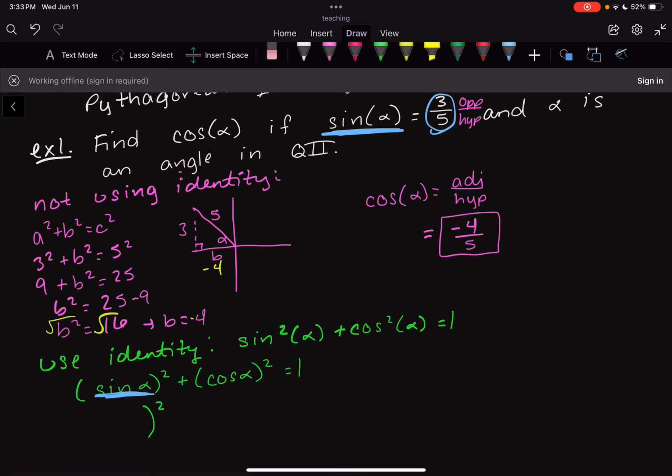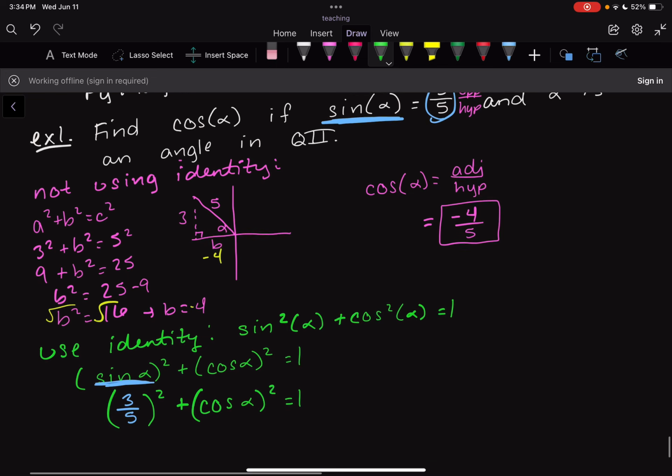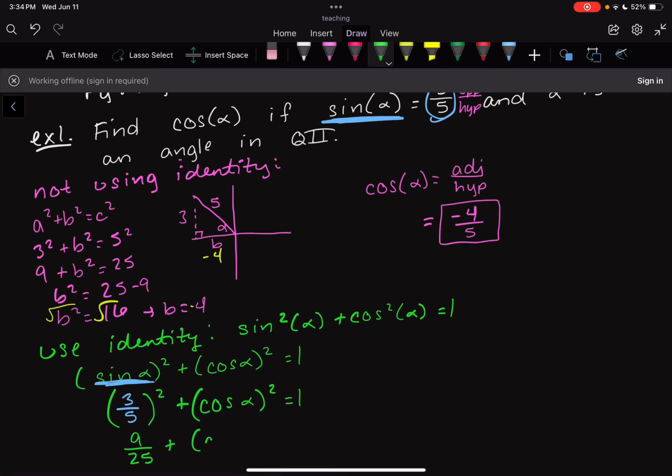Sometimes I'll see people do this. They'll write sine 3 over 5. No, please don't do that. It's saying that the whole thing is equal to 3 over 5, so you want to get rid of the sine in there. It's not giving you the angle. We don't know the angle. Plus, let me go back to green, plus cosine of my angle squared is equal to 1. So I get 9 over 25 plus cosine of my angle squared equals 1.